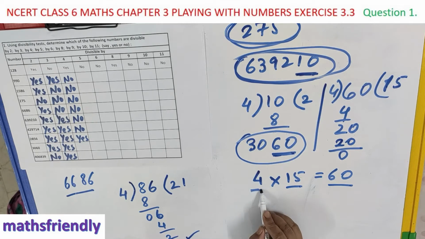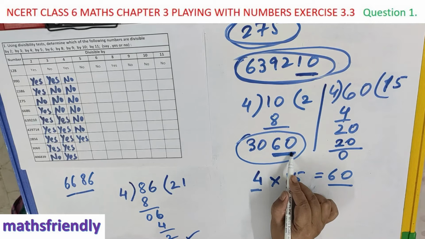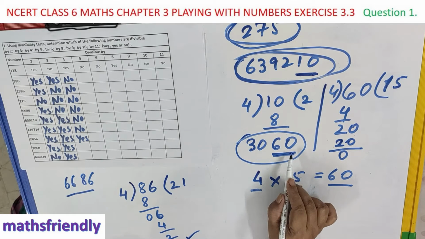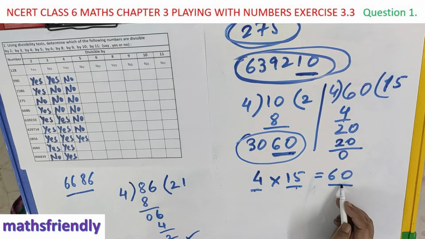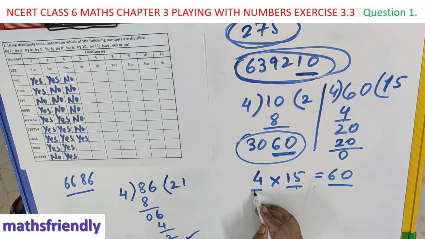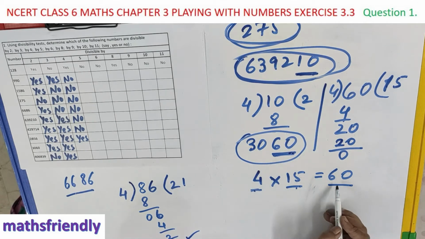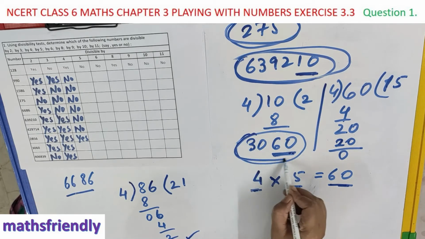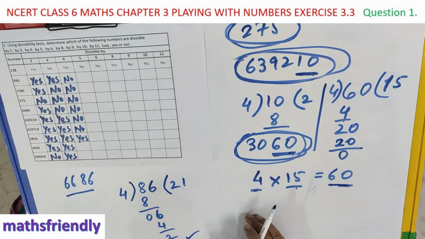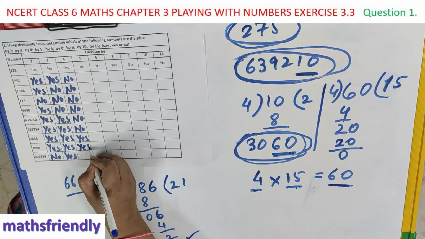What I said here, see, by seeing 60 we can say that it is divisible by 4, because 4 into 15 is 60. It means 60 comes in 4's table 15 times, right? So 60 is divisible by 4. It means this number itself is also divisible by 4. Okay, so we will write yes.